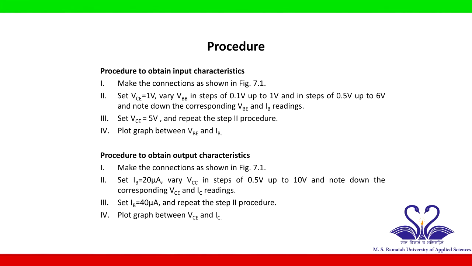Now, to plot the output characteristics, set IB equal to 20 microampere. Vary VCC in steps of 0.5 volt up to 10 volt and note down the corresponding VCE and IC readings. Set IB equal to 40 microampere and repeat the above procedure. Plot the graph between VCE and IC for the two values of IB.